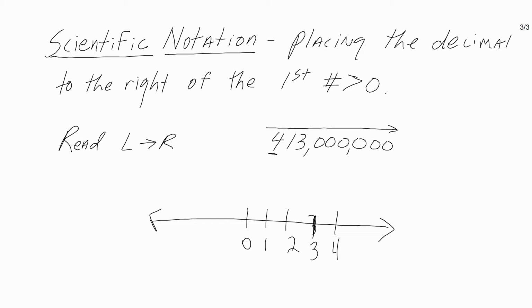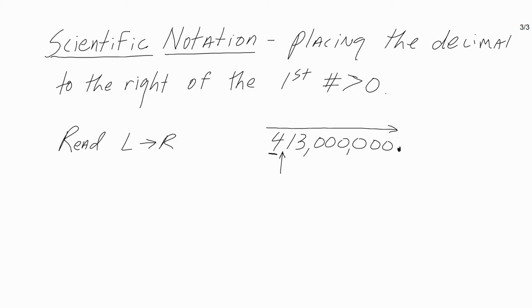First number greater than 0 is 4. So what does that say? So I need to put the decimal right here. Where is the decimal right now on 413 million? All the way at the end. All whole numbers have a decimal right at the end. So I got to move this decimal right there. Now, I have a certain way of showing this. If you've seen scientific notation before, then you probably won't have problems. If you have not seen scientific notation, that's a good thing, because once I teach you how to do it the correct way, you won't mess it up.